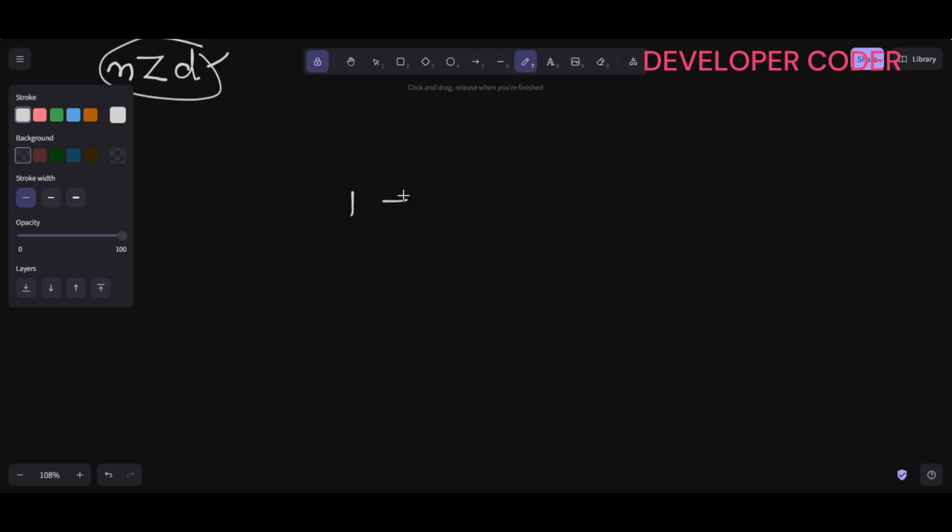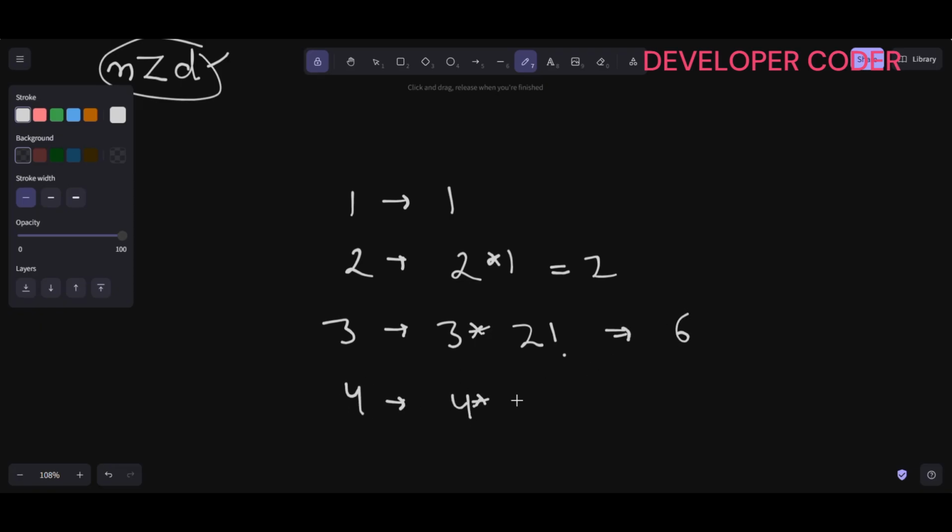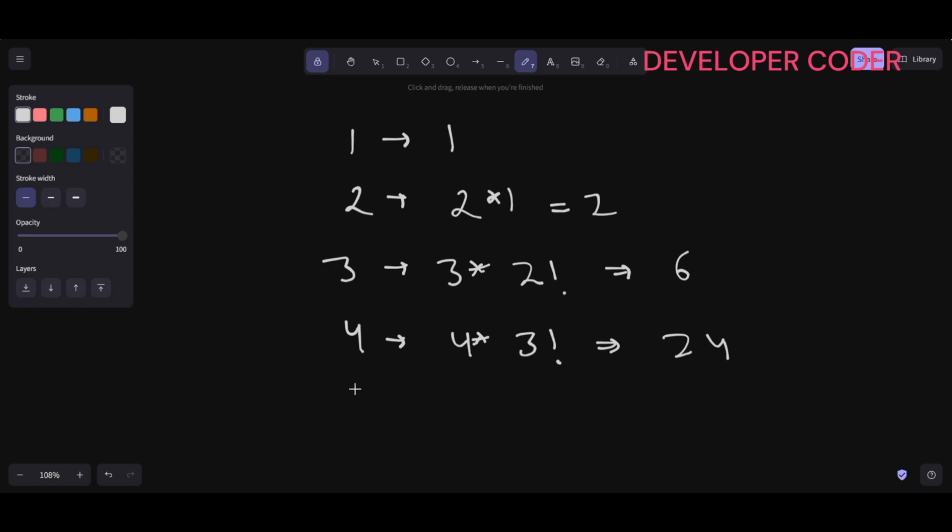Factorial, like 1 factorial is nothing but 1, 2 factorial is nothing but 2 into 1, that is 2, 3 factorial is nothing but 3 into 2 factorial, that is nothing but 6. 4 factorial is nothing but 4 into 3 factorial, which is 6, so 24. And what is 5 factorial? 5 factorial is nothing but 5 into 4 factorial. So 24 into 5, you will get 120. 5 fours are 20, 5 twos are 10, 20.